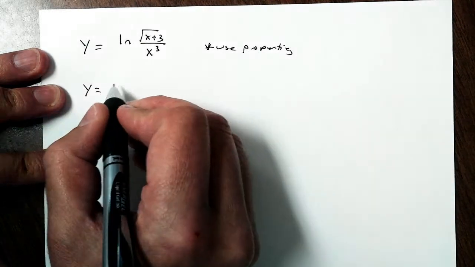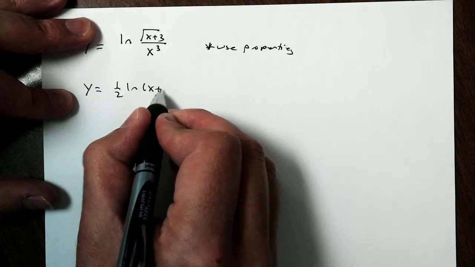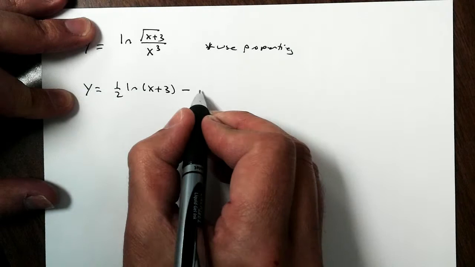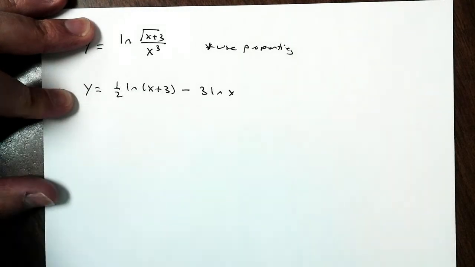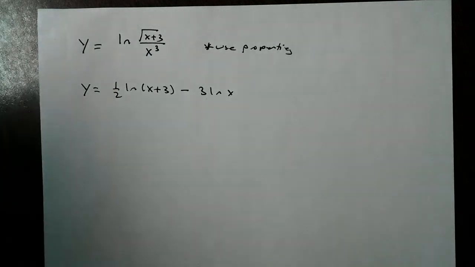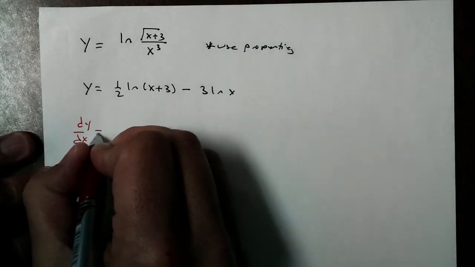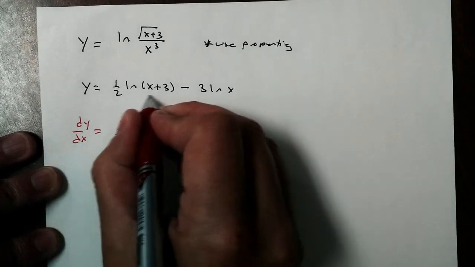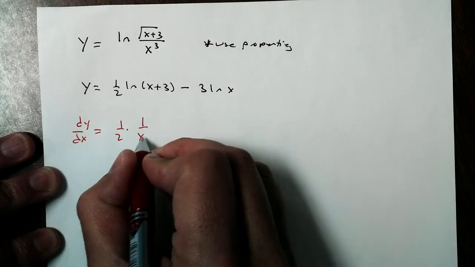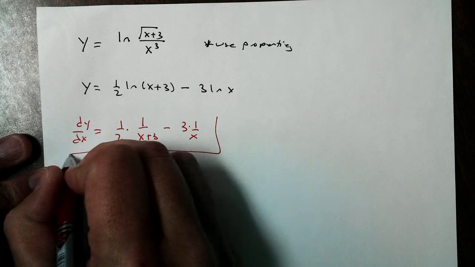If I use my properties, I can write this as 1/2 natural log of x plus 3 minus 3 natural log of x. Now, I'm not done with the derivative yet, but I can take it now. The derivative then, therefore, would be 1/2 times the derivative of natural log, 1 over x plus 3, minus 3 times 1 over x. And there's my derivative.